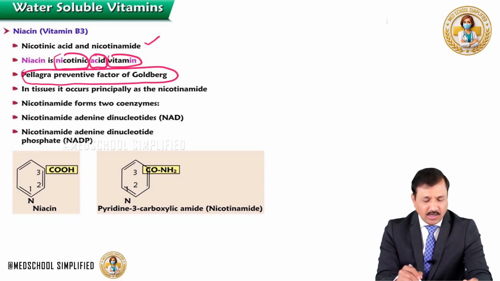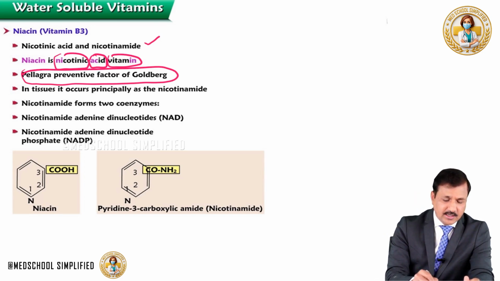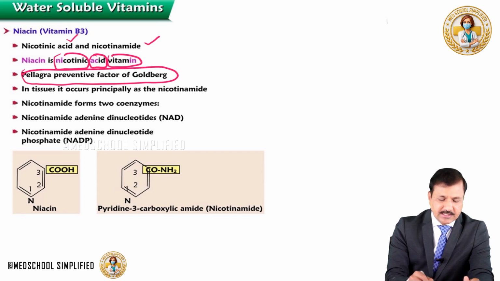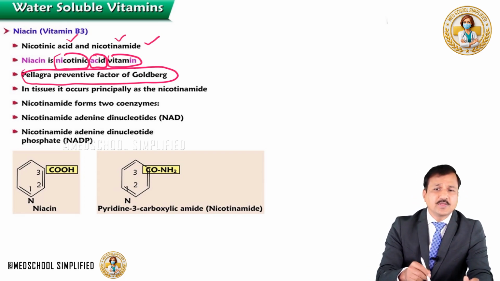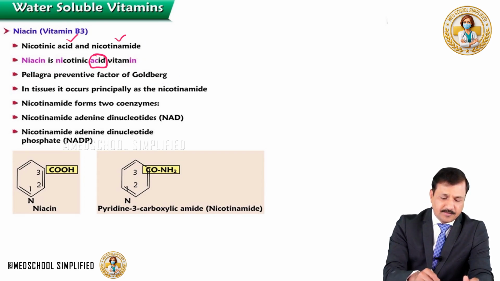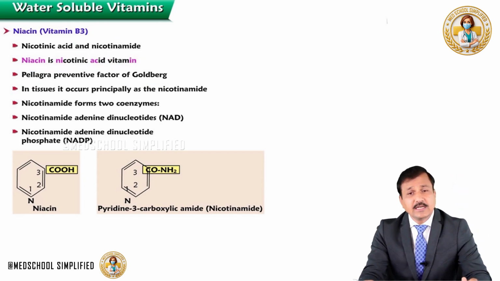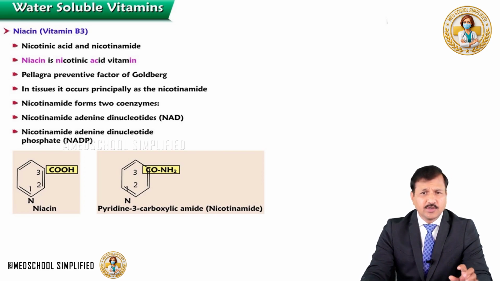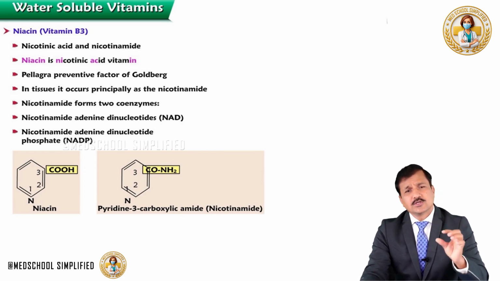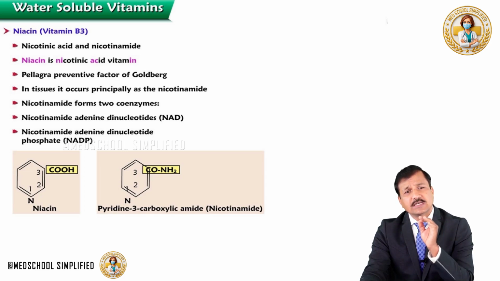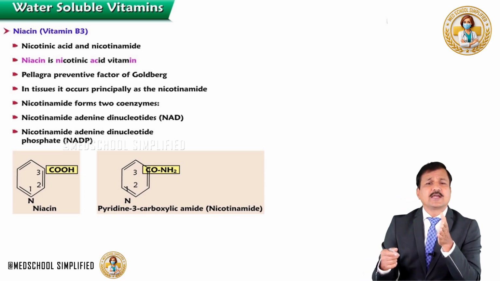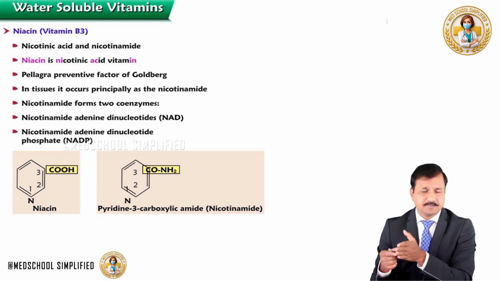Why is it called niacin? Why are we not calling vitamin B3 nicotinic acid or nicotinamide? It is just to avoid confusion caused by nicotine that is present in tobacco. So in order to avoid the confusion from nicotine, instead of saying nicotinic acid, vitamin B3 is simply referred to as niacin. Basically it indicates nicotinic acid vitamin.